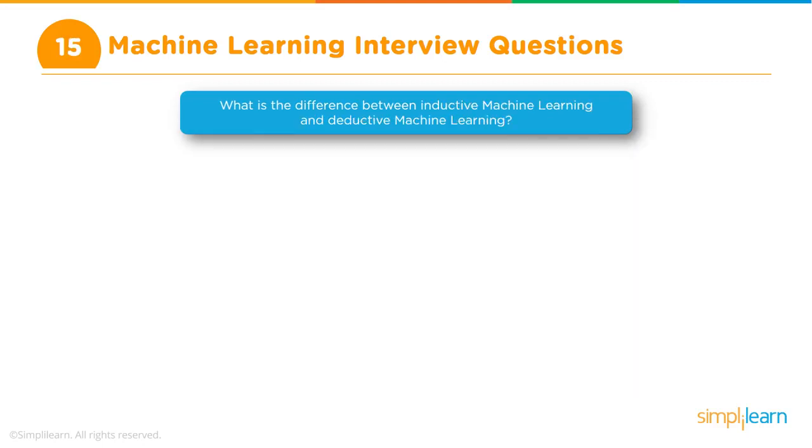So there can be another question, a little bit more theoretical and conceptual in nature. This is about inductive machine learning and deductive machine learning. The question can be, what is the difference between inductive machine learning and deductive machine learning, or somewhat in that manner, so the exact phrase or exact question can vary. They can ask for examples and things like that, but that could be the question.